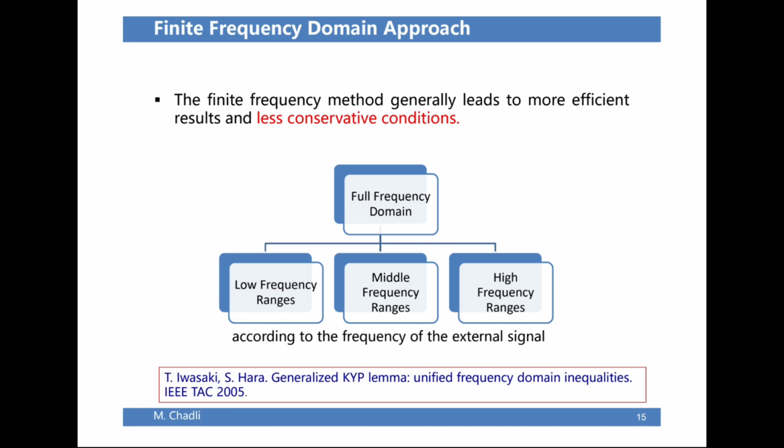So it consists of considering three domains or areas, if you want: low frequencies, middle frequencies, and high frequencies, which allow us to consider all possible cases. So generally, when we consider this finite frequency domain approach, we can find three types of design conditions. Some design conditions for the low frequency domain, others for the middle frequency domain, and others for the high frequency domain. Okay. But in this presentation, I limited myself to one domain or two domains, because we don't have time to develop all the design conditions for all these three domains.